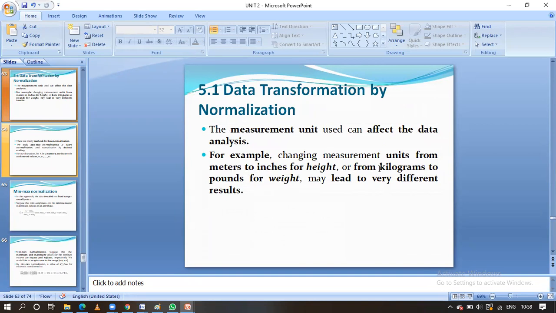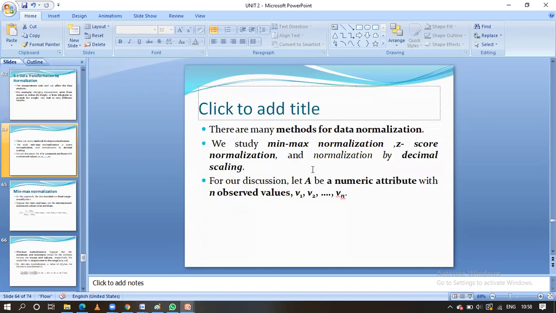Normally guys, if you take databases from different countries, they will have different units. Like in India they will follow one type of unit, in the UK they will follow another unit. We have to bring them to one unified unit. For normalization, there are methods like min-max normalization, z-score normalization, and decimal scale normalization.